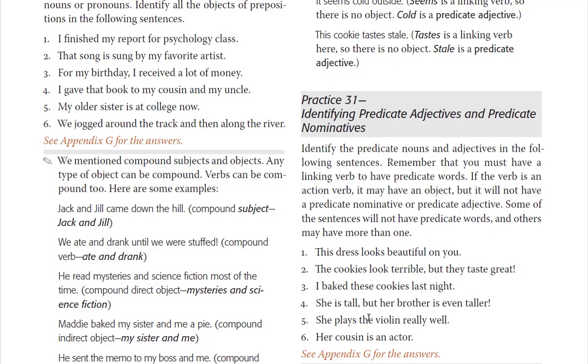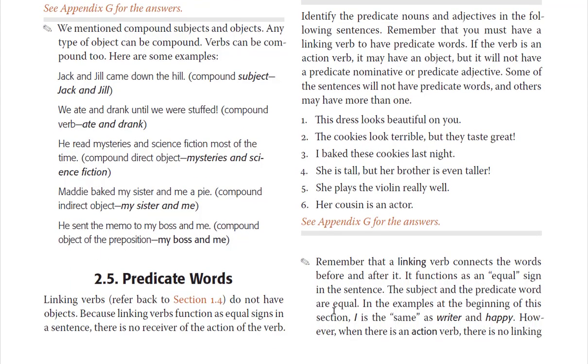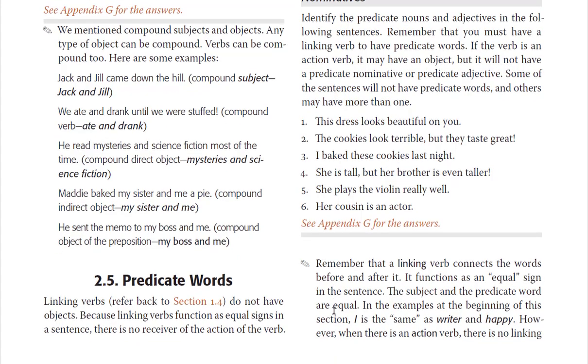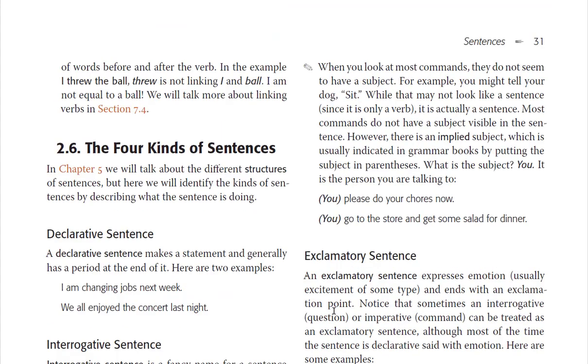She is tall, but her brother is even taller. And so she is tall. So tall is a predicate adjective, but her brother is even taller, another predicate adjective. So you get the idea. So, predicate words, we just went through that.